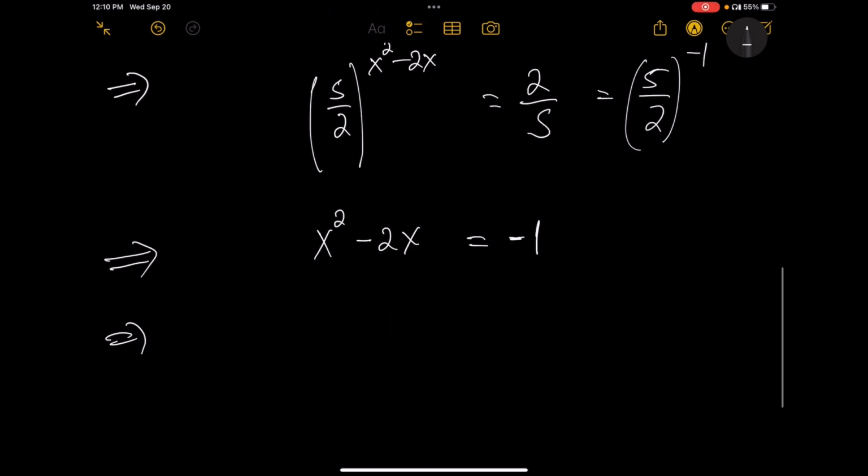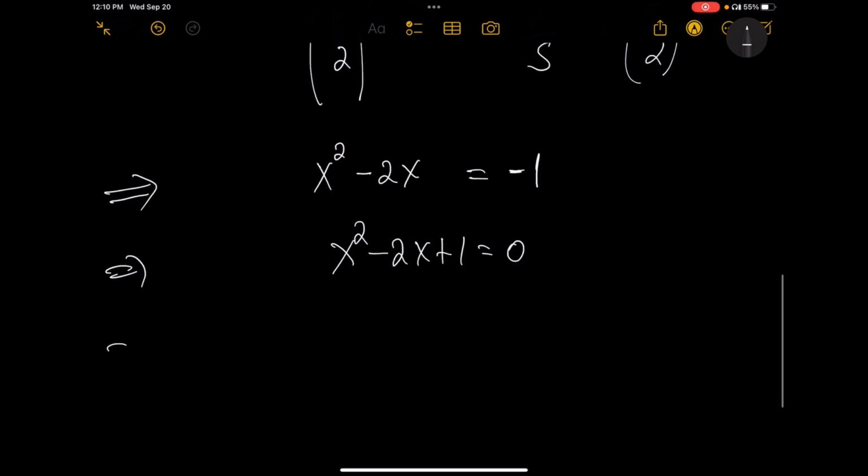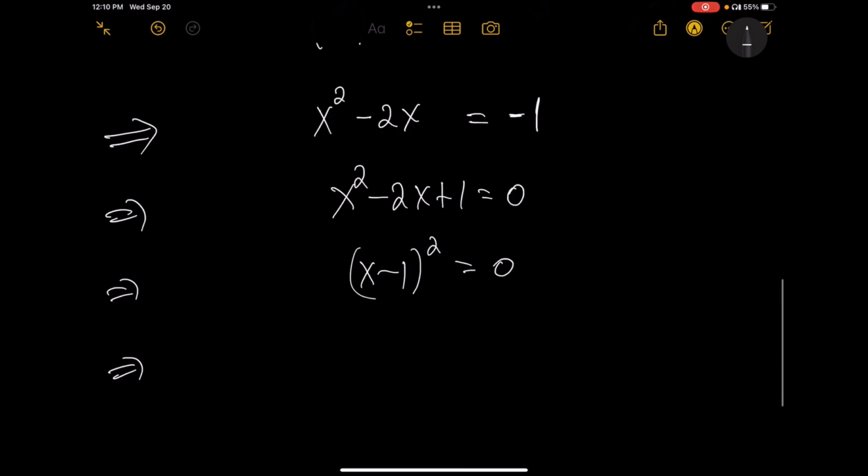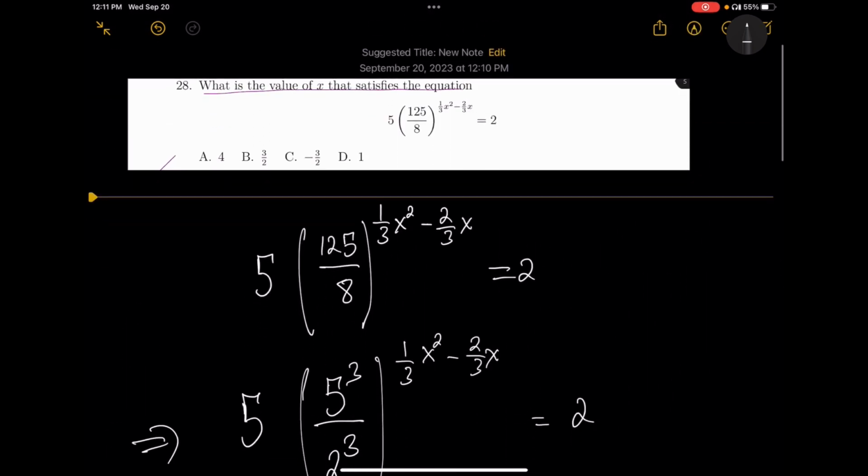Which implies that x squared minus 2x plus 1 is equals to 0, which implies that x minus 1 the whole square is equals to 0, which implies that x equals 1. Therefore, 1 is the answer.